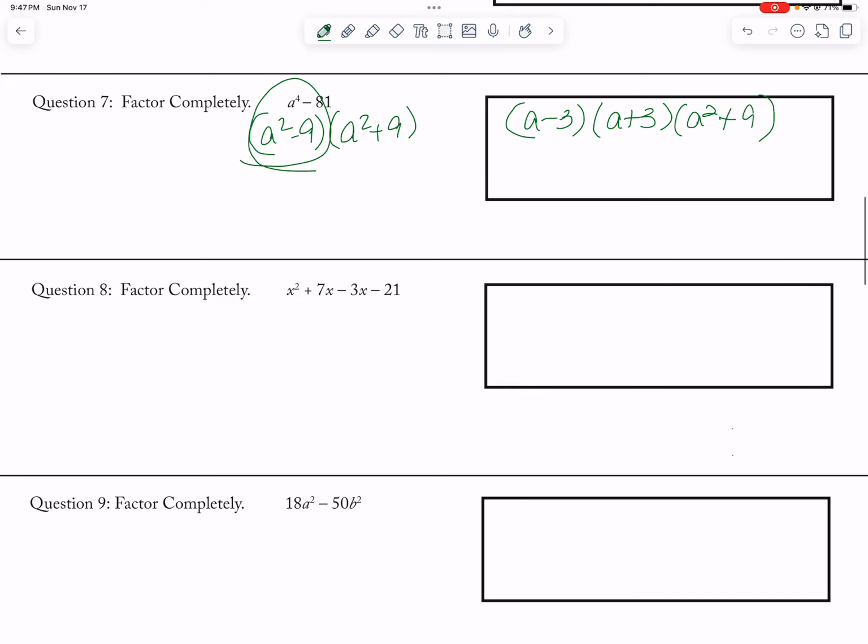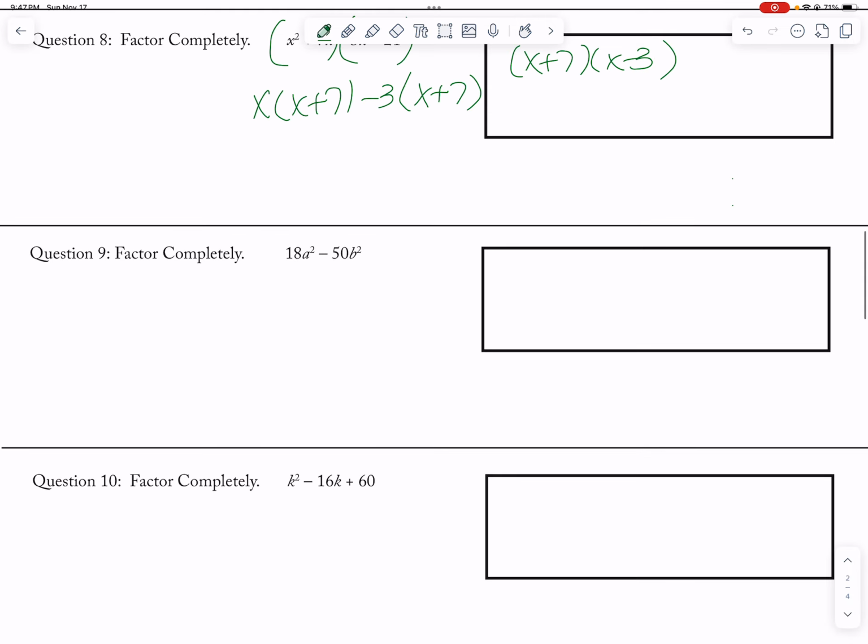All right, and then factor an x out. I'm left with an x plus 7. Factor negative 3 out, and I'm left with an x plus 7. So an x plus 7 and an x minus 3. And then here, I can factor out a 2. I'm left with a 9a squared minus 25b squared. So that's a difference of squares. So 3a minus 5b and a 3a plus 5b.